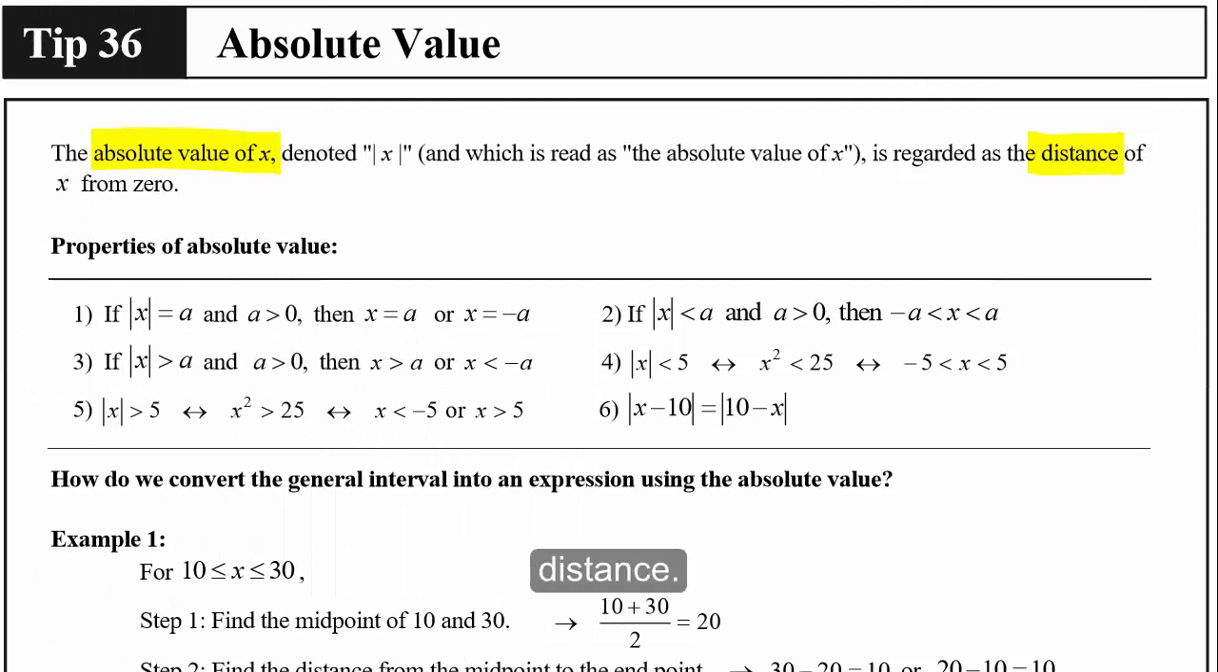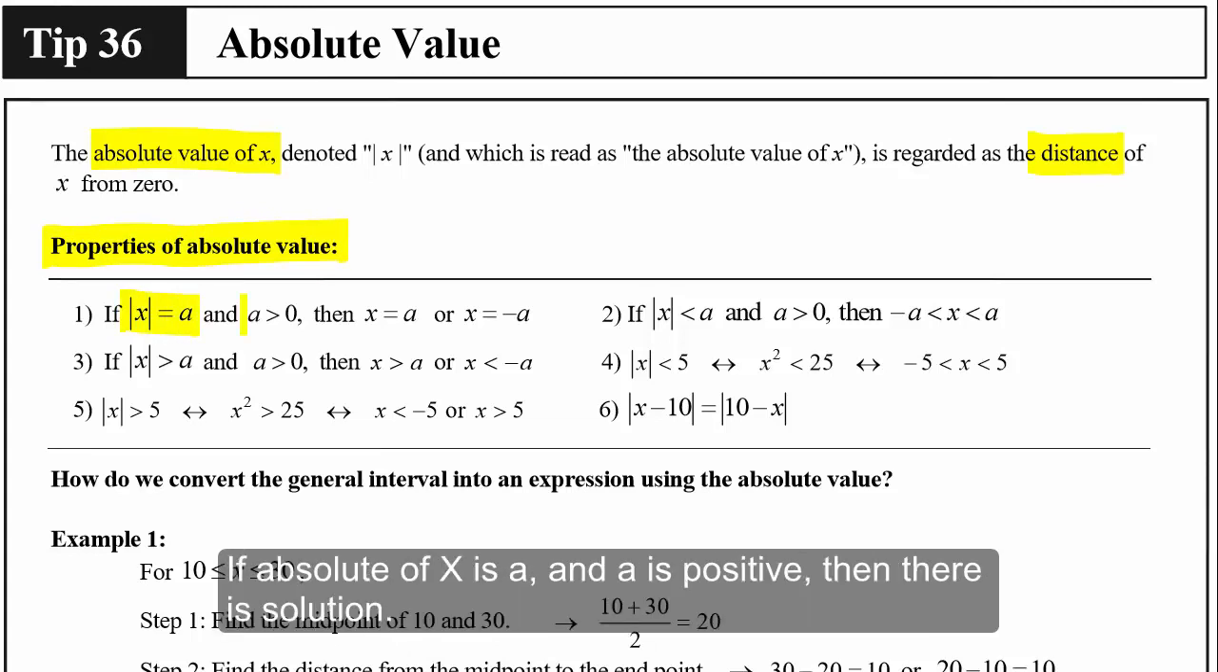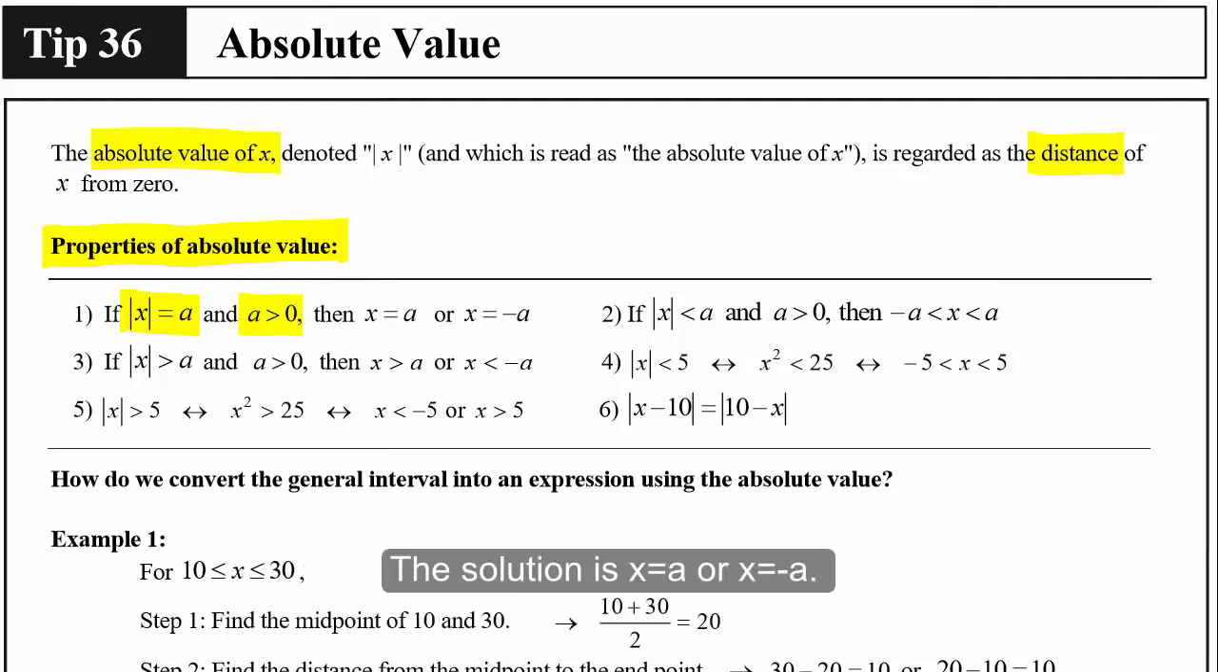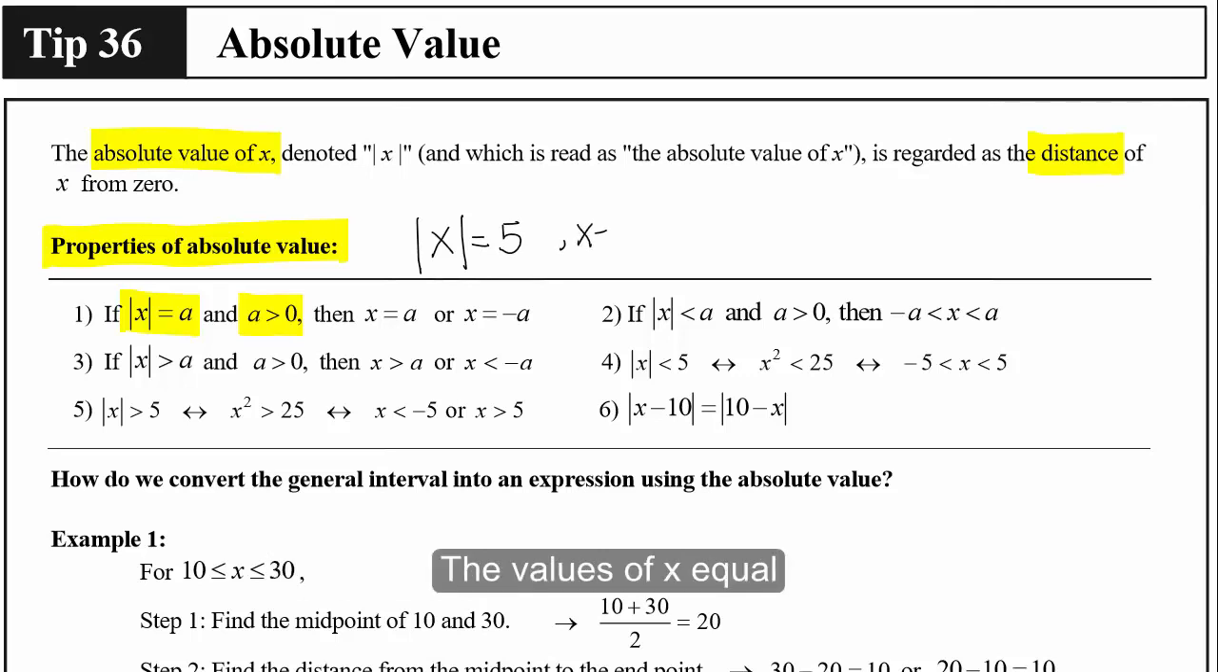Absolute value means distance. We have several properties of absolute value. If the absolute value of x is a, and a is positive, then there is a solution. The solution is x equals a or x equals negative a, right? For example, if the absolute value of x is 5, positive, there is a solution. The value of x equals 5 or negative 5, right?